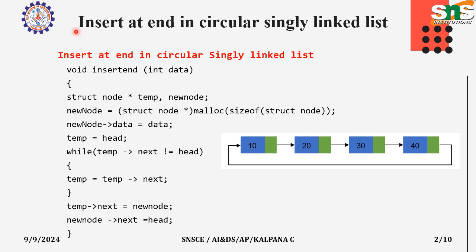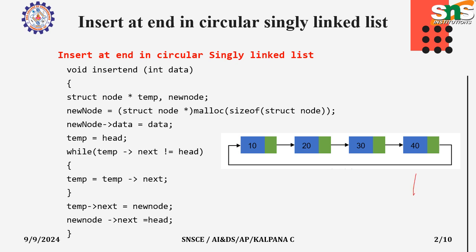Next is insert at end in circular singly linked list. Previously we discussed insertion at the head node, at the beginning. Now we are going to insert at the last end. So void, this is the routine insert end. This is my existing circular singly linked list.